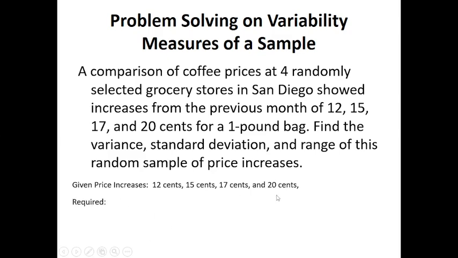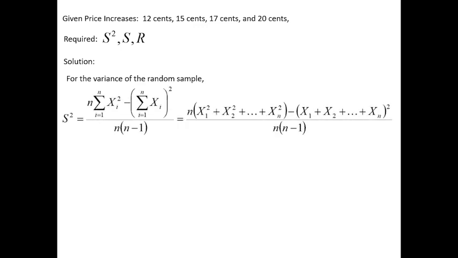So we're required to find the variance, standard deviation, and the range. Solution. So given the price increases, we know those. We have s squared, s, and r. Then for the solution of the problem, for the variance of the sample, we use this formula.